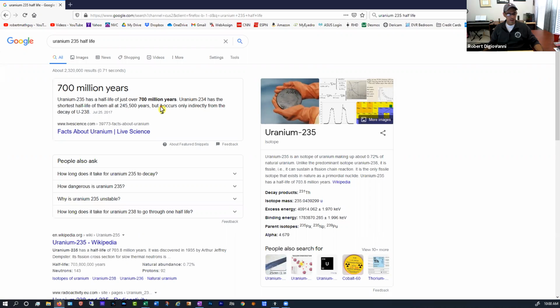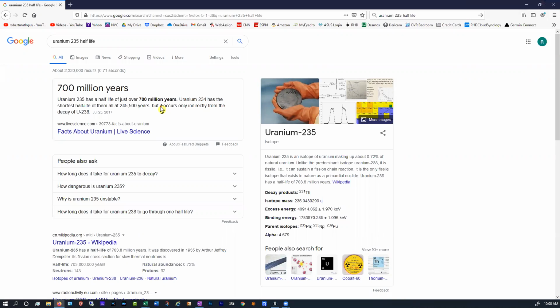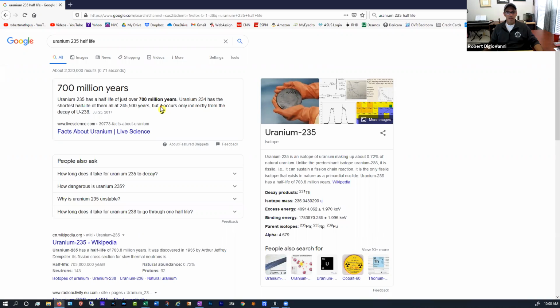Is that not insane? That means if you took a pound of uranium-235, 1 pound of it, it would take 700 million years for it to go from 1 pound to half a pound. In other words, it doesn't go away. It's bad, it stays bad, and it stays bad for a lot longer than we've been around.